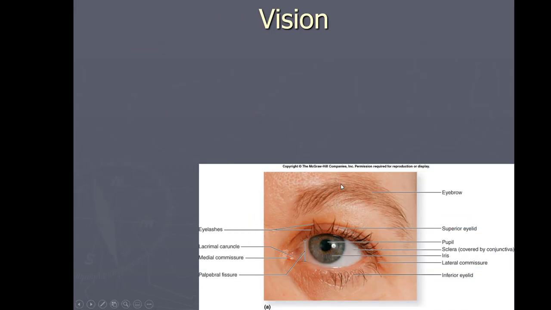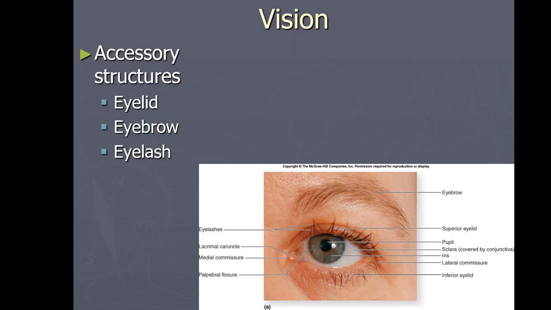So we're going to move on to vision. Vision is a rather intense sense that we have. Starting with the main organs we're going to be dealing with, which are obviously the eyes. We'll go through the anatomy of the eye soon enough, but first we need to talk about the accessory structures.